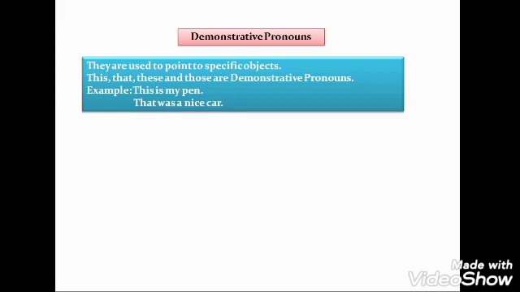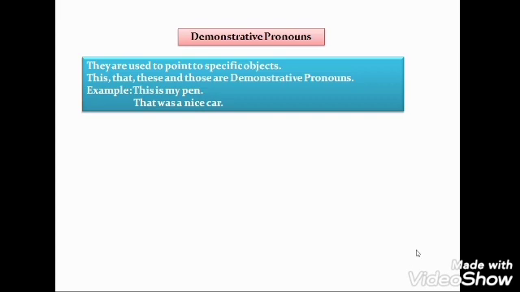This is my pen. In the previous pronoun itself I told, this is my pen. So my is a possessive pronoun, whereas the word this is a demonstrative pronoun. That was a nice car. So this is used to refer to objects which are near, and that is used for objects which are far away. The plural of this is these, and the plural of that is those.